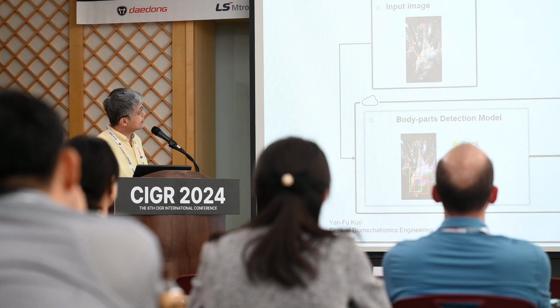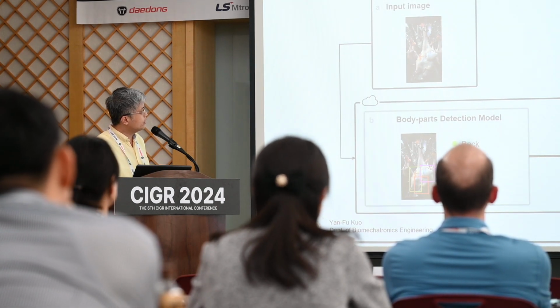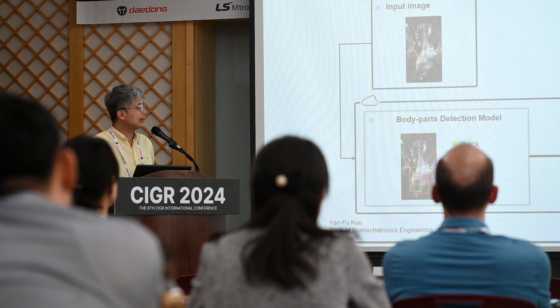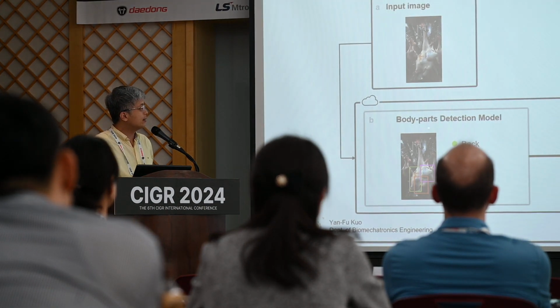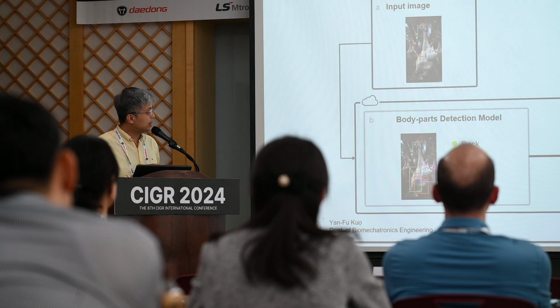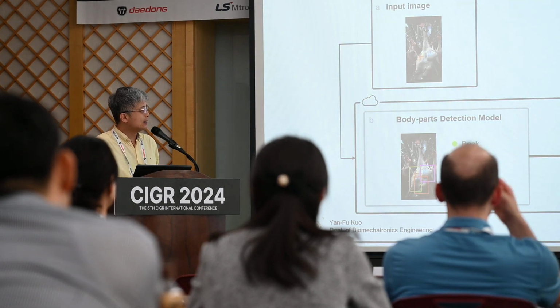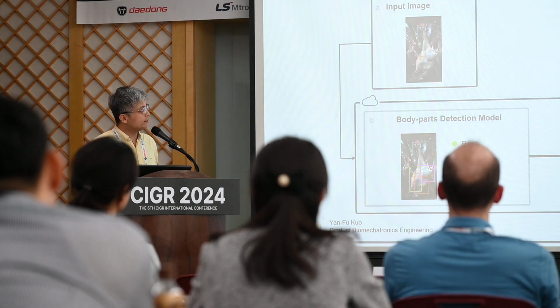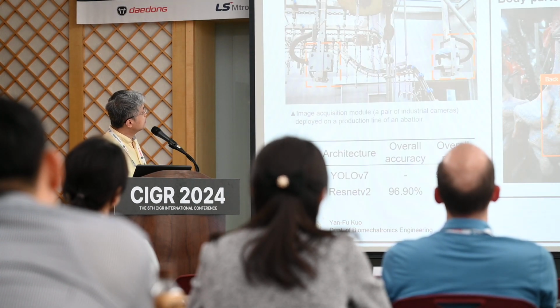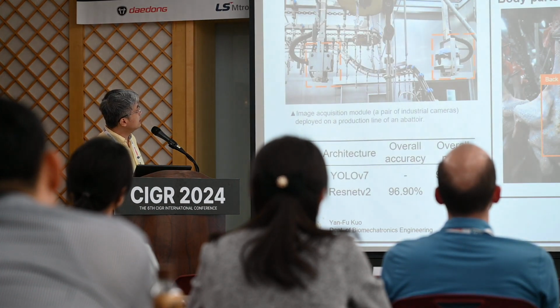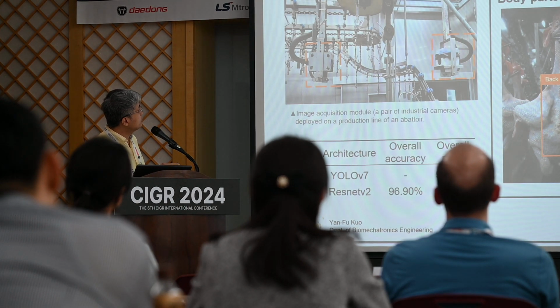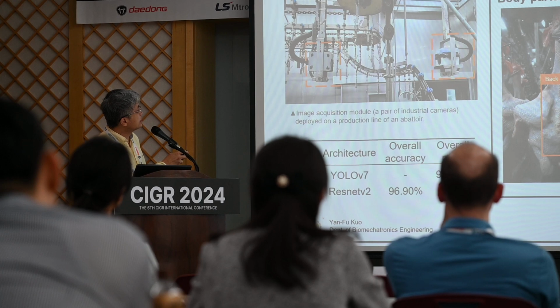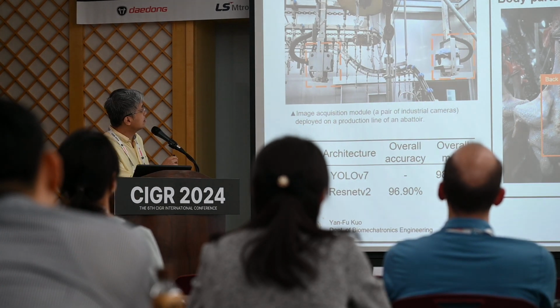Here we can see that this is the input image, and this is a two-stage identification. First is to identify the body parts. Second is to identify if the part is defective or not. So here we can see this is the slaughter line. Here we have two cameras, here and here. And the system is actually on top, so we cannot see that.